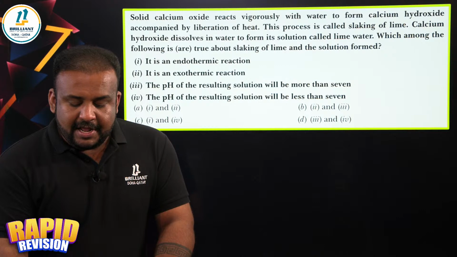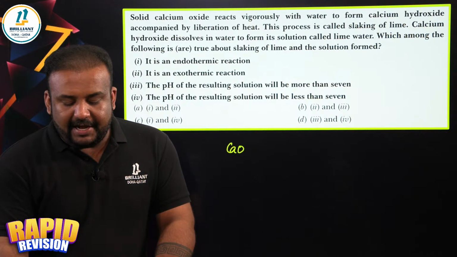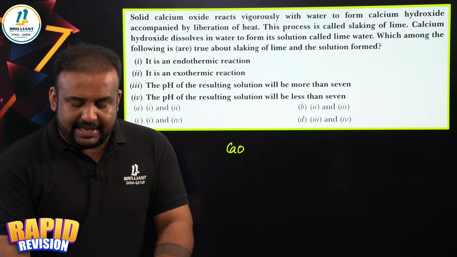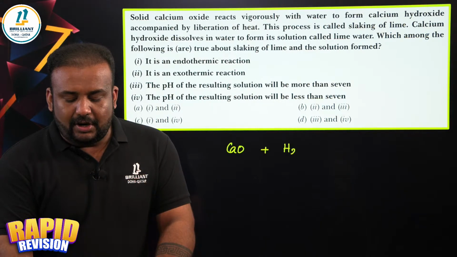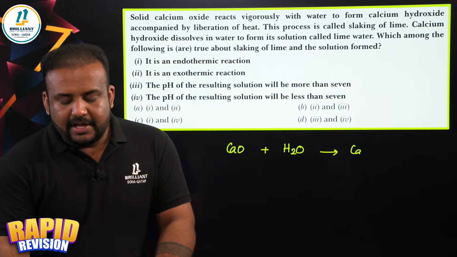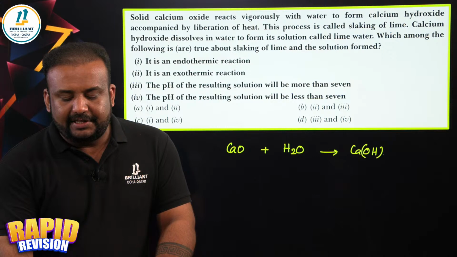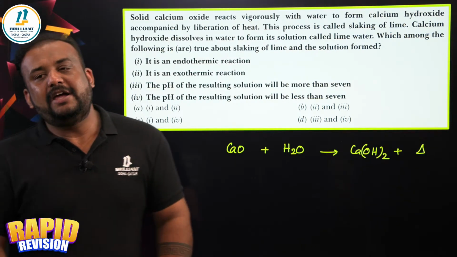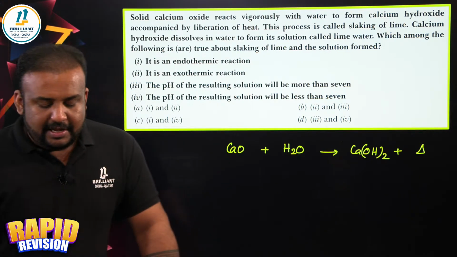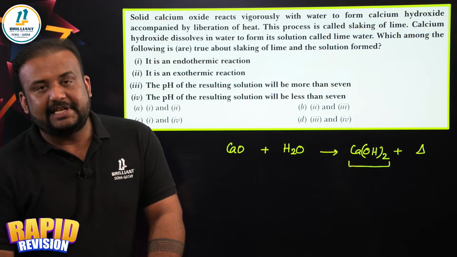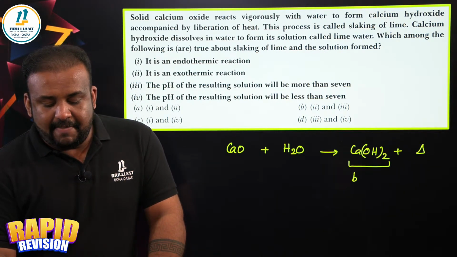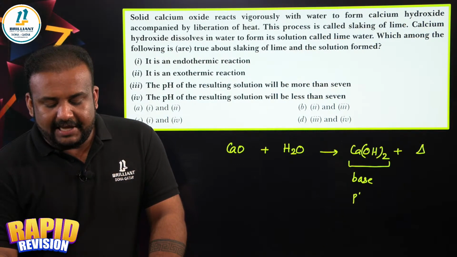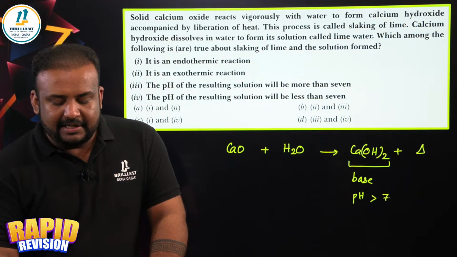Very important question. One of the most repeated combination reactions asked is calcium oxide dissolved in water. What do you get? You get calcium hydroxide. This process is called slaking of lime, and it is a highly exothermic reaction. Now you know the resulting solution is calcium hydroxide. This is a base. So if it is a base, its pH is definitely greater than 7.